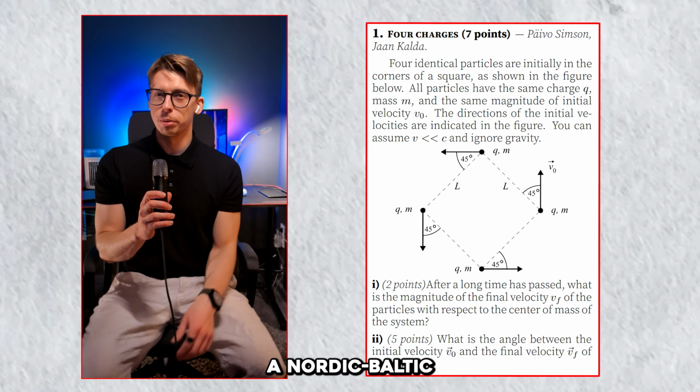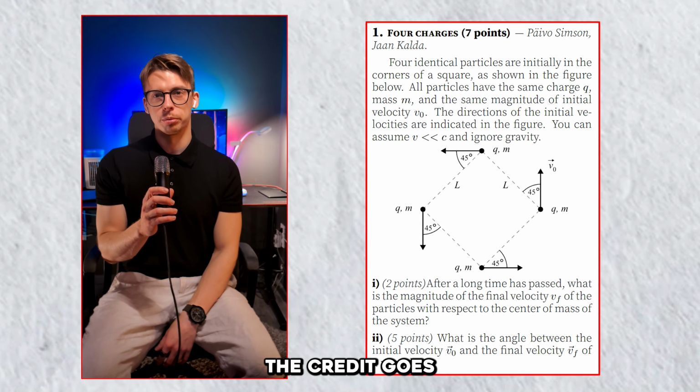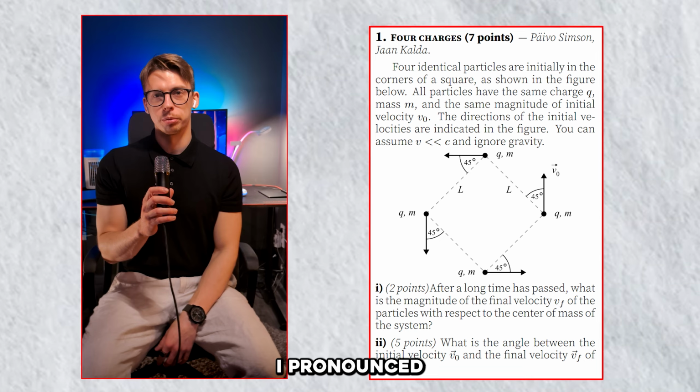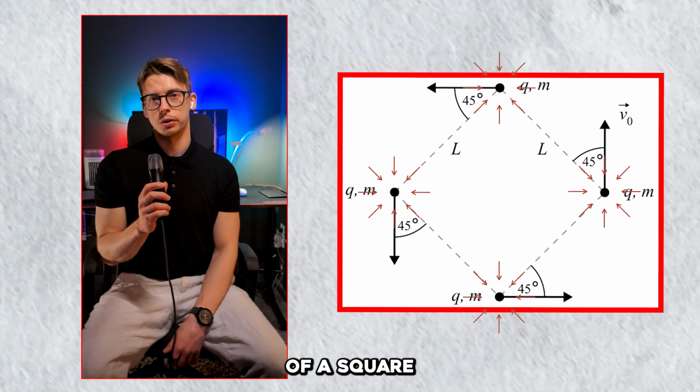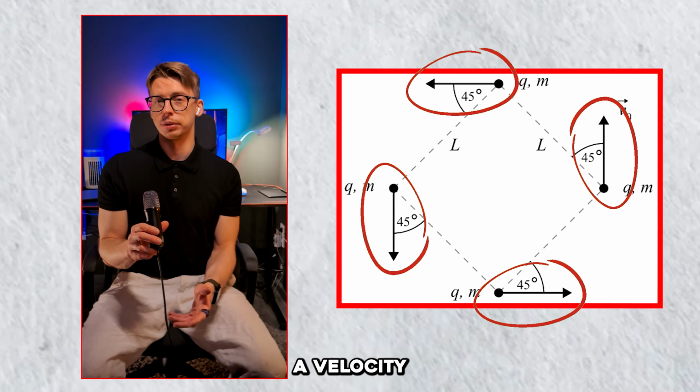This is a Nordic-Baltic Physics Olympiad problem. All the credit goes to Paivo Simpson. I hope I pronounced that correctly. We've got 4 charged particles, one at each corner of a square. Each has a velocity, just like this.